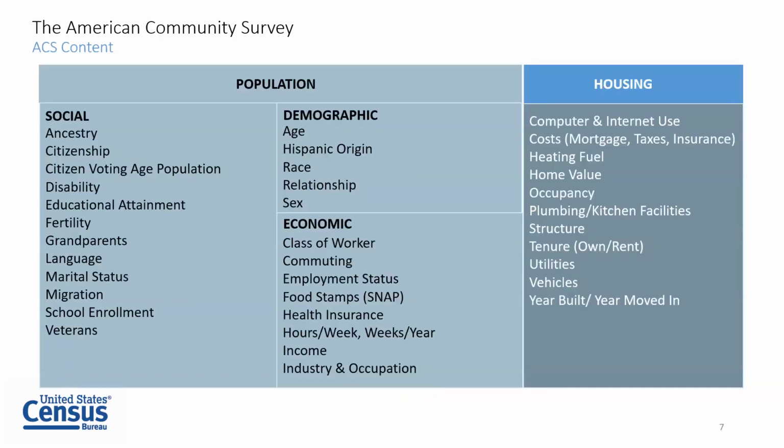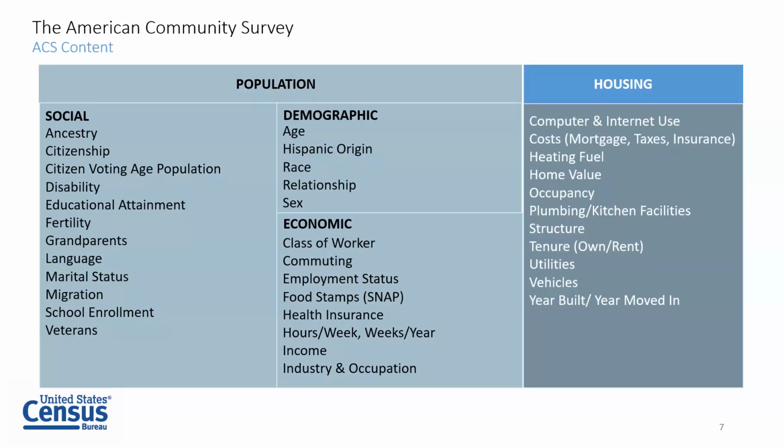The content collected by the ACS can be grouped into 4 main types of characteristics, and we can see these displayed here: social, economic, housing, and demographic. You can see some of the social characteristics listed on the left, including popular topics such as disability and educational attainment. The ACS also collects basic demographic characteristics such as age, Hispanic origin, race, relationship, and sex. And as we pointed out earlier, this is the same information collected on the decennial census.